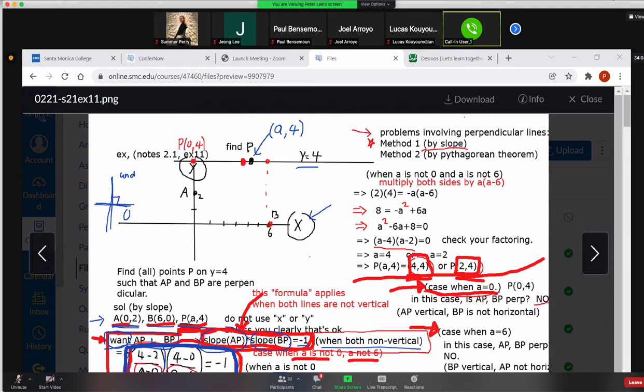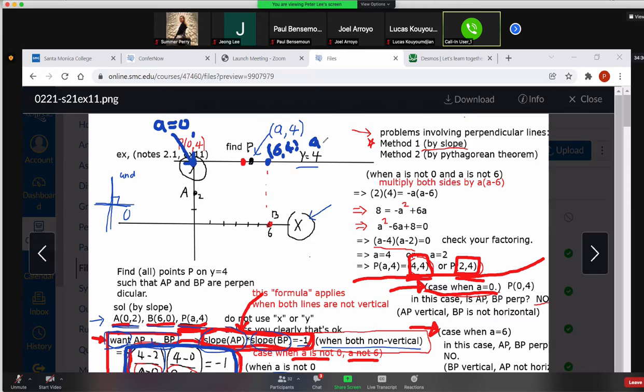But now let's see, when A is 0, what's the point? When A is 0, it's actually this point right here. This is the point we get when A is 0. This is the point 0, 4. And then this point right here is 6, 4. That's when A is equal to 6.